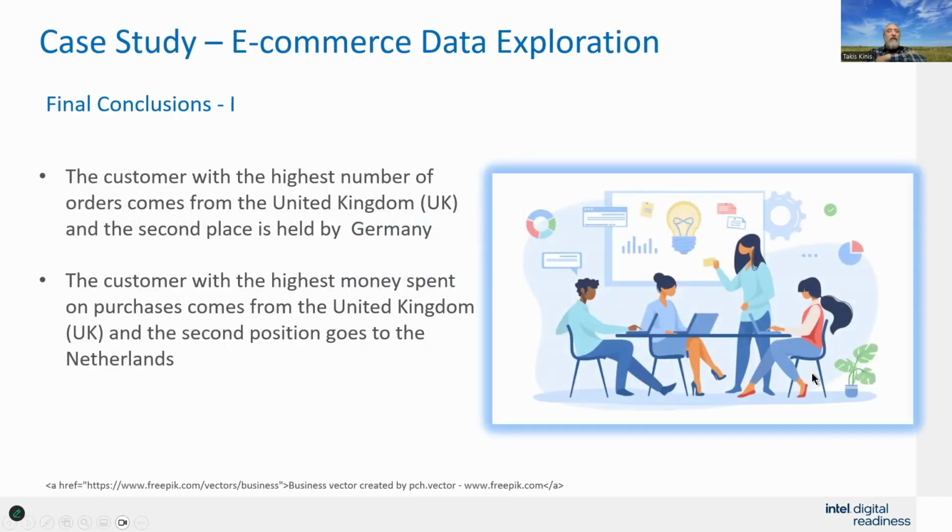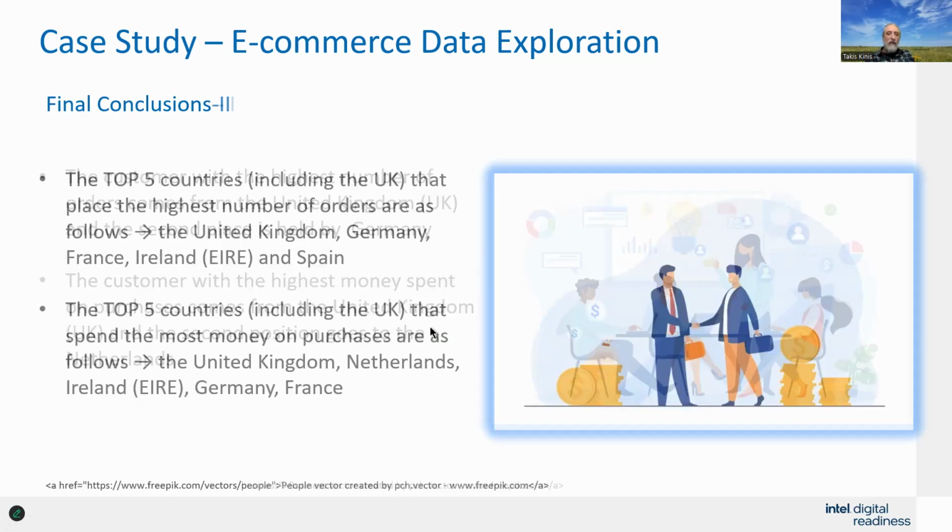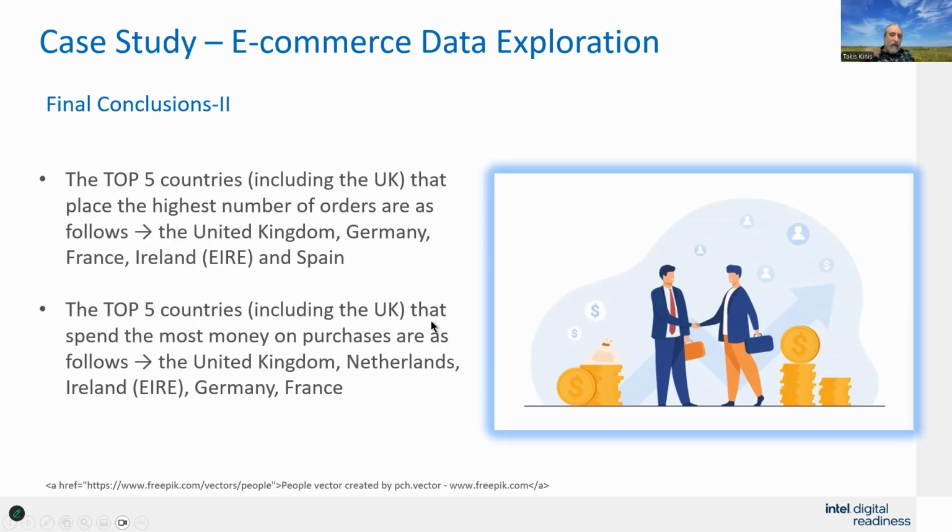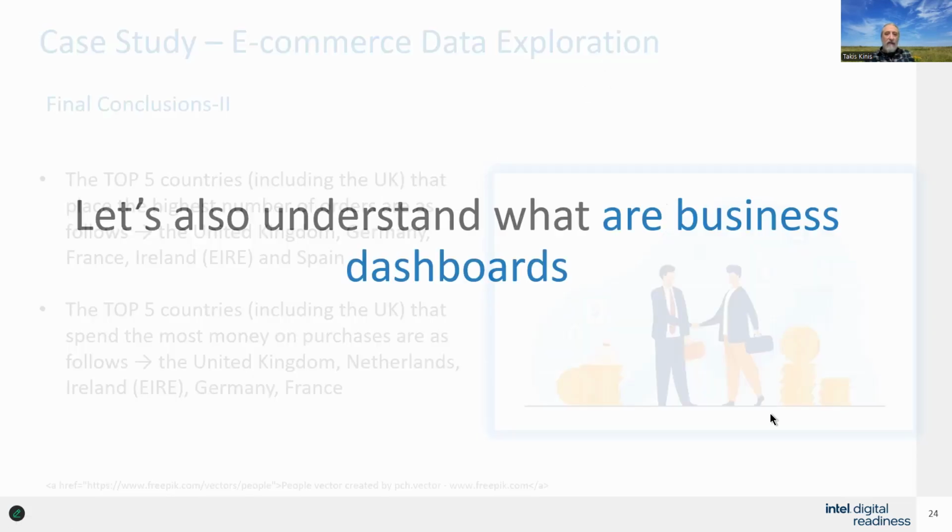So basically, what they're doing with the data set is trying to figure out the highest number of orders come from the UK, Germany is second, and then the customer with the highest money spent on purchases comes from the UK. The second position goes to the Netherlands. So even though Germany had more sales, people are buying bigger ticket items in the Netherlands, and maybe those create more profit. So why would you want to lose that? You know what I mean? And maybe that's more the pertinent piece of information. So these are the analyses, and I think we've talked about this.